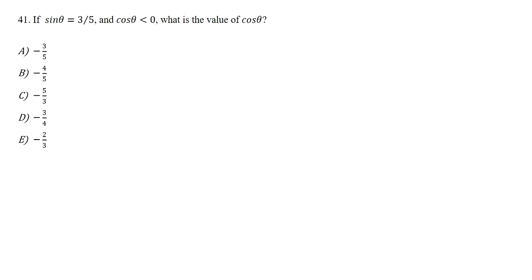Question 41. If sine of theta is equal to 3/5 and cosine of theta is less than 0, what is the value of cosine of theta? All right, so we're just given sine of theta is equal to 3/5. So I'm going to do a little trick and just draw out a right triangle. Just believe me here, this is a right triangle.